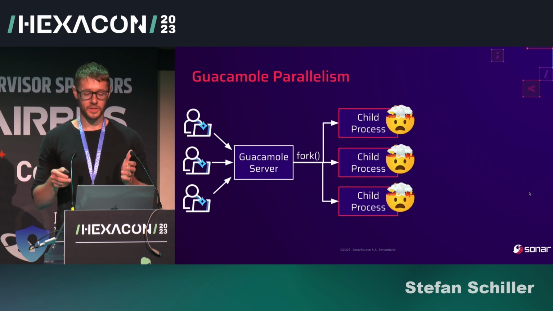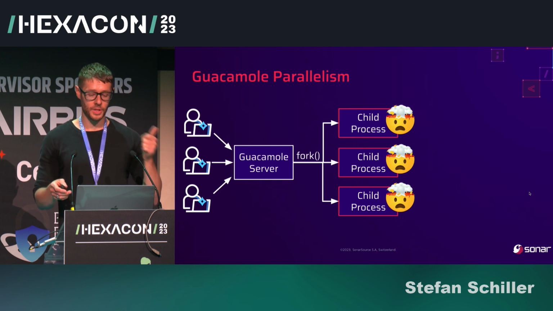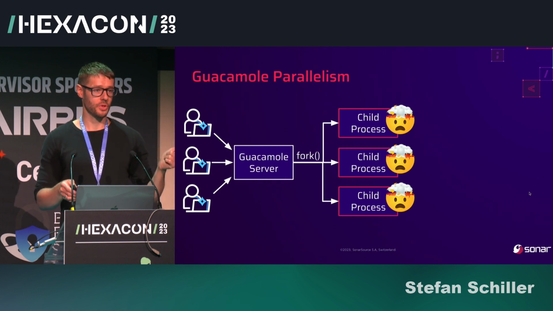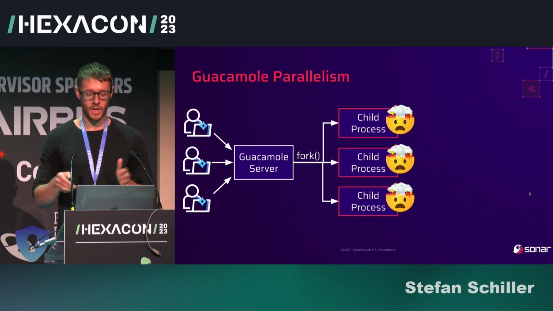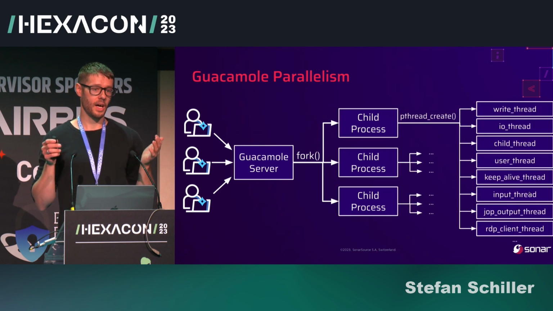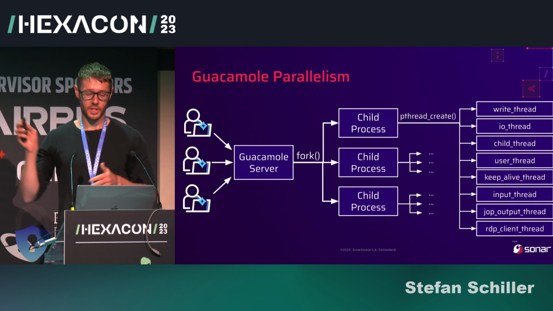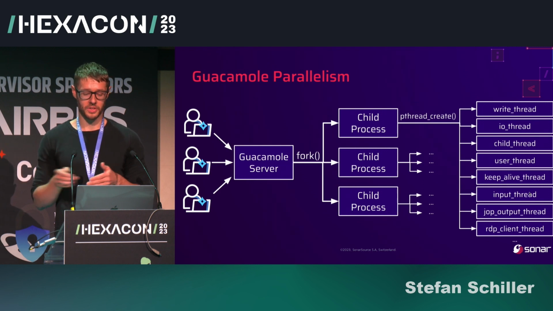And each of these child processes is responsible for handling the user connection, initiating and maintaining the connection to the internal host, communicating with the parent process, and so forth. All of this needs to be done simultaneously. This means there are a lot of threads. These are just a few of them for each forked child process.